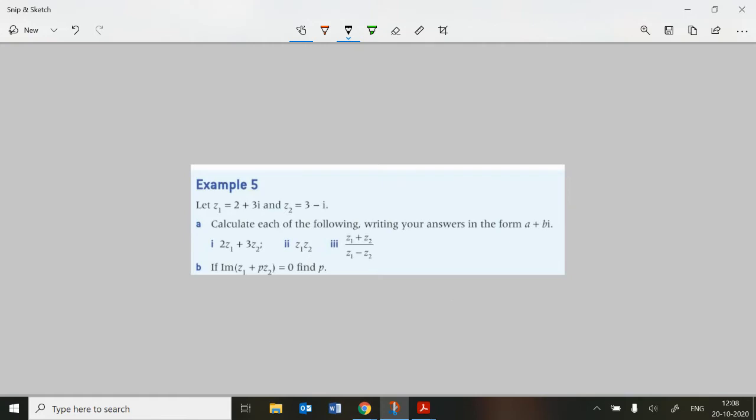Okay, so calculate each of the following. So in this one, that's pretty straightforward. So for part i here, we've got 2 lots of Z1. So all we need to do there is double each of those things. 4 plus 6i there. And we don't need an underline, by the way.